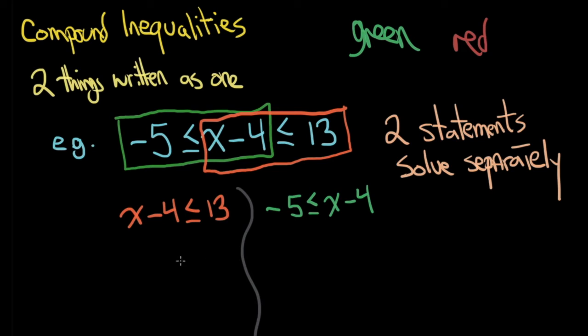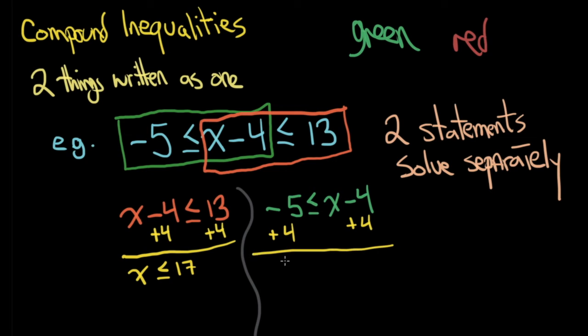Let's solve it. We know how to solve these now. We're going to add 4 to the side and add 4 to the side. And what do we get? X is less than or equal to 17. And over here, let's solve this one now separately. We're going to add 4 to this side and add 4 to this side. And we are going to get negative 1 is less than or equal to x. I'm going to do the quick little mirror flip thing. And I'm going to write it as x is greater than or equal to negative 1. I'm just going to do that just to make this a little bit easier.